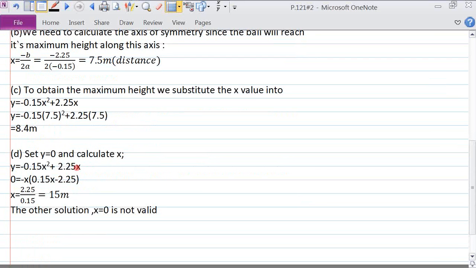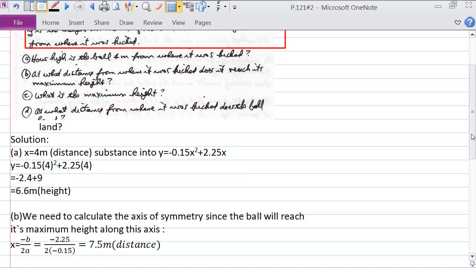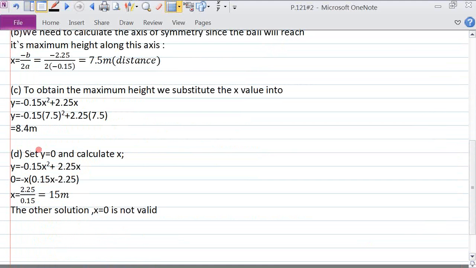Now the last part asks us, at what distance from where it was kicked does the ball land? In order for the ball to land, y must be 0. So we set the equation equal to 0, y equal to 0, and we factor.